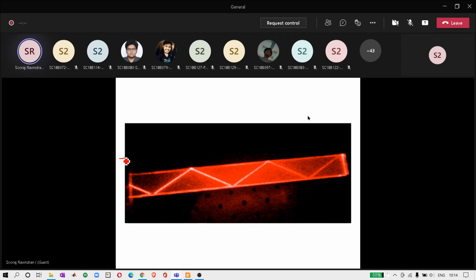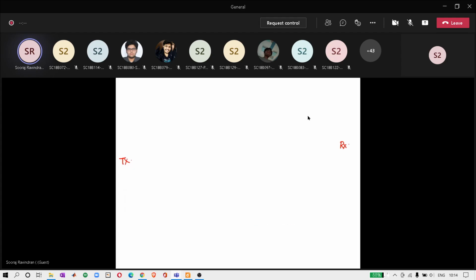So you place your transmitter here, you place your receiver there, and let's say that this medium is optical fiber, so you can send information or light signals from transmitter to receiver. This is how it happens in the case of an optical communication system.